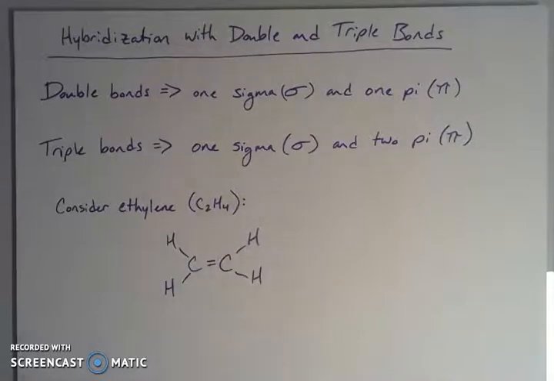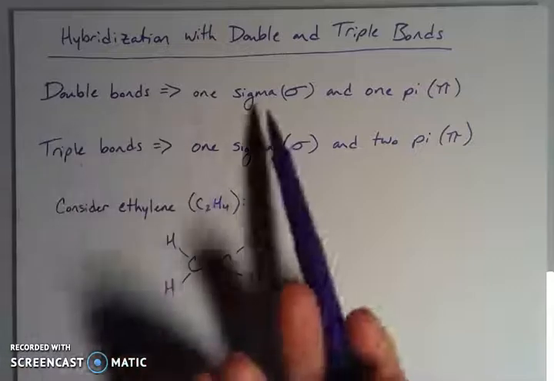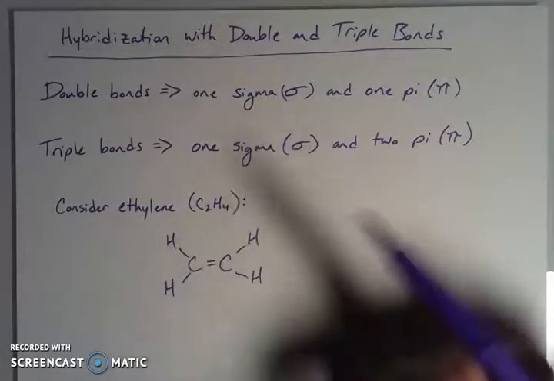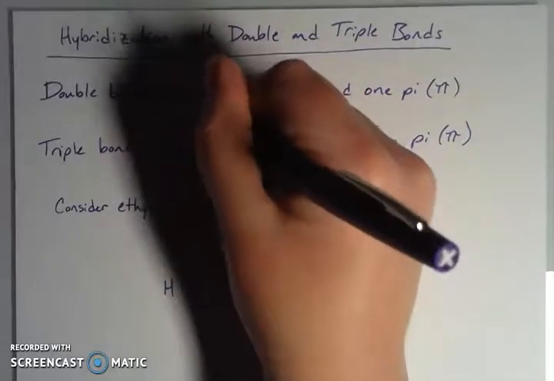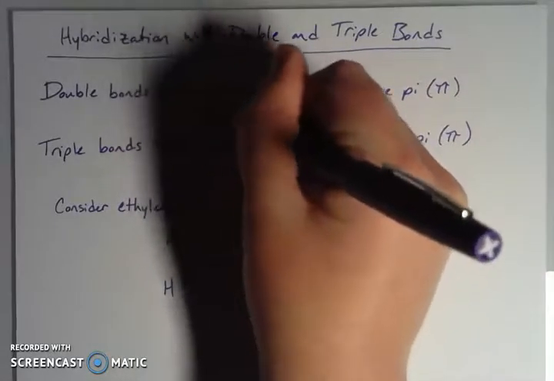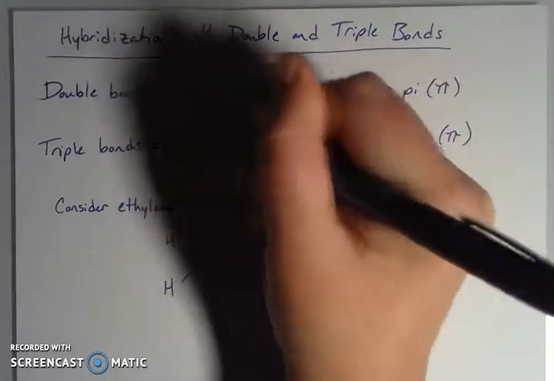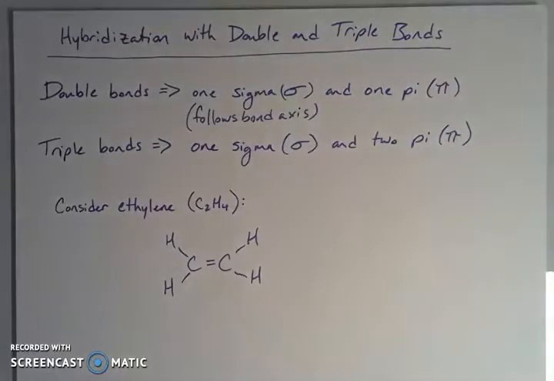Now, this gets into some lingo that I mentioned in another video on sigma and pi bonds. A sigma bond is in alignment with the axis. So the sigma bond follows the axis of the bond. And all single bonds are sigma bonds. So you have to have a sigma bond, a bond that's in line with the bond axis, in order to have a bond in the first place. So a covalent bond is a sigma bond.